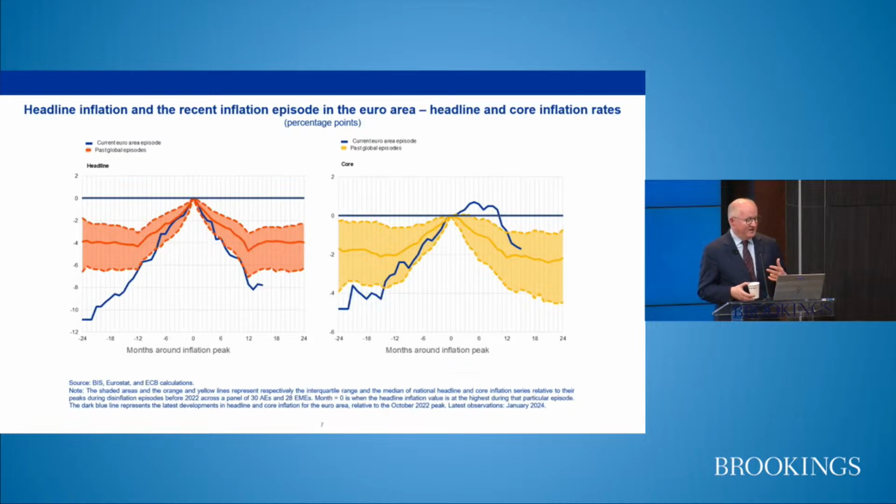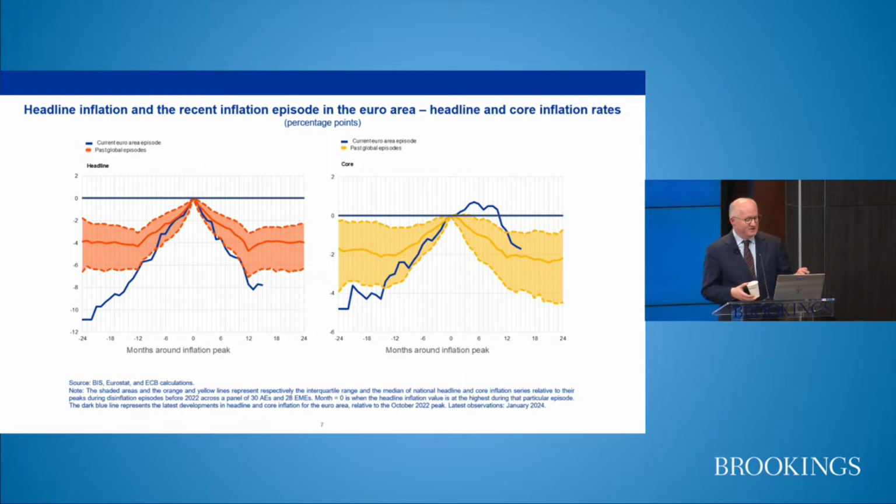So what the BIS has done is they went back and looked at lots of episodes of surges in inflation. And what does today's episode look like? Here I'm just going to compare the euro area to that historical data set. You could also, of course, do it for the US and for other countries. And what you see is, this 0 is the peak inflation rate. You say, okay, in the 2 years before, and what happens afterwards? What does inflation look like?